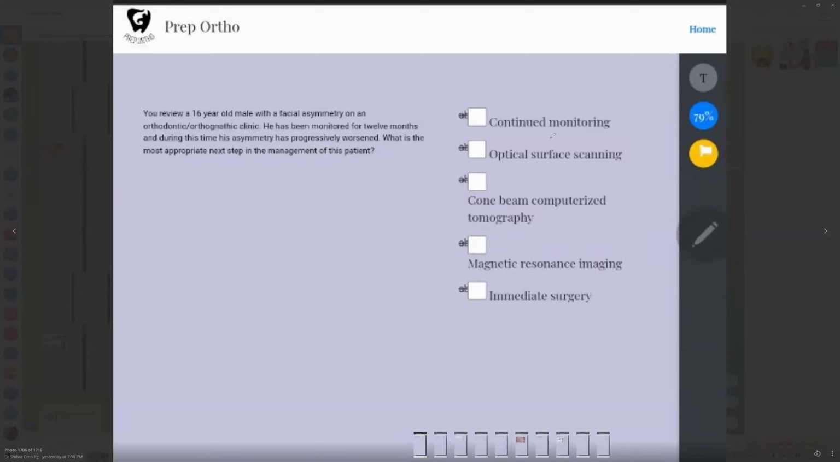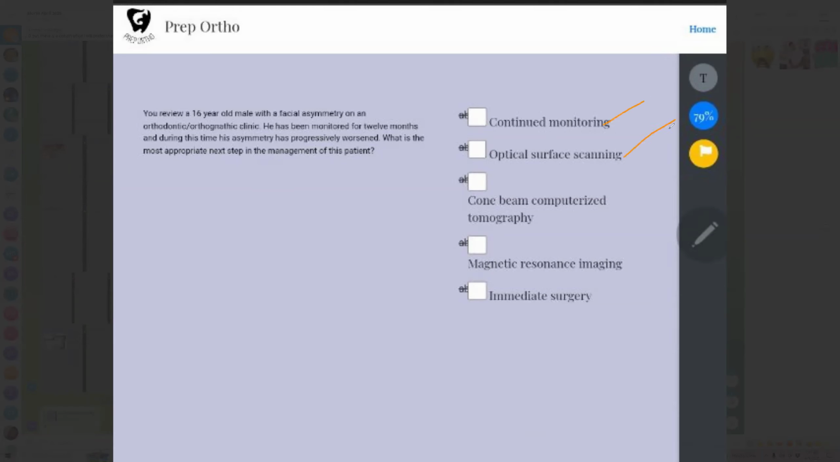So, 16 is still growing, right? So we can do optical surface scanning to keep monitoring, because this is better than that one. This is not a better technique, and this is not an immediate surgery. So option B is the only right option, it seems to me here.